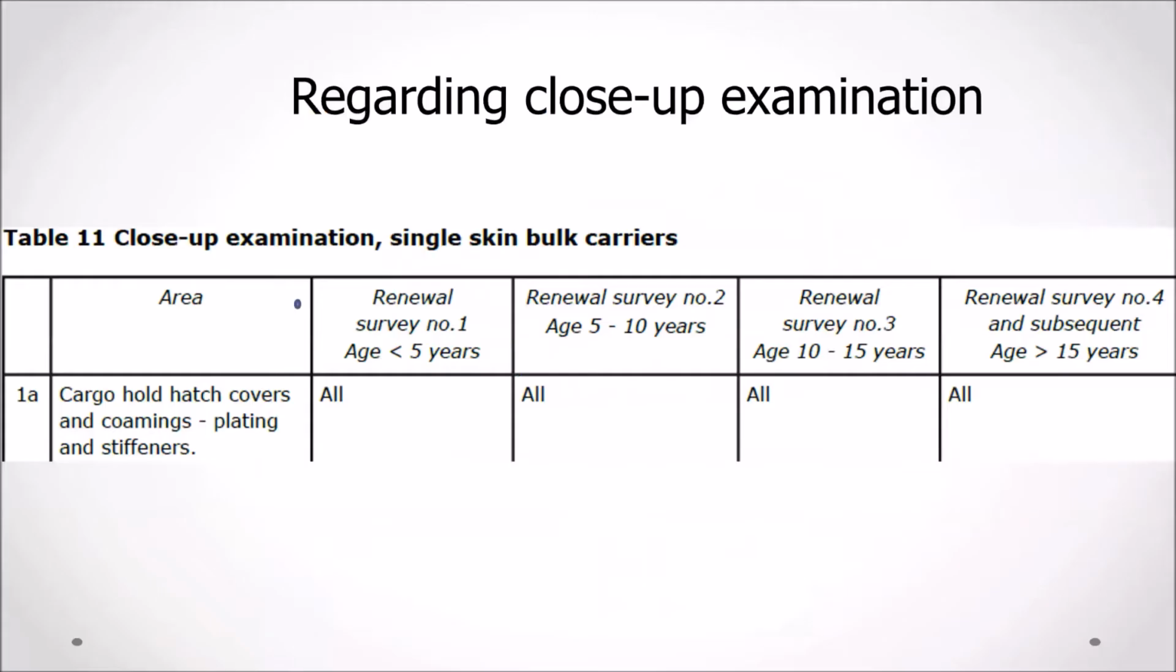About this close-up examination, we can have an example here about the single skin bulk carriers. They are very prone to accidents. This bulk carrier is not even 5 years old, and you have to check everything here: cargo hold, hatch covers and coamings, plating and stiffeners. You check all of it even if the ship is not even 5 years old. So this is a problem. That's why they focus very much on close-up examination, which is not just a thickness measurement. You should check all these connections, the welds, and all the changes in structure.